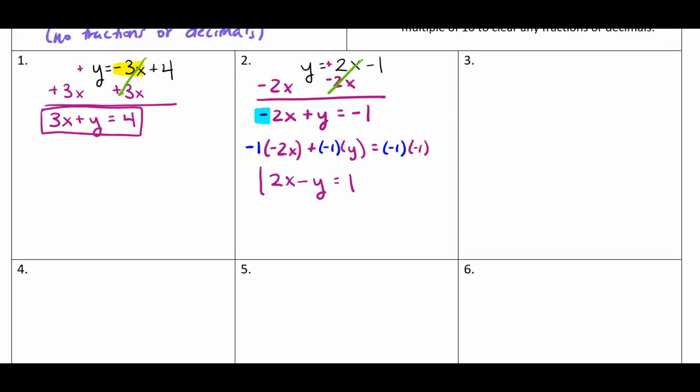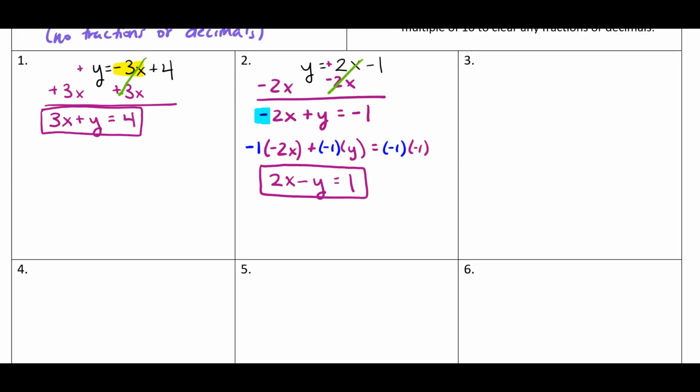So this is now in standard form because we have no fractions or decimals, and we just cleared up the issue with the negative, okay? So these are considered similar equations. Okay, they're actually equivalent equations because they end up giving the same line. So negative 2x plus y equals negative 1. If you graphed it, that would give the same equation as 2x minus y equals 1. However, 2x minus y equals 1 is the standard form equation.